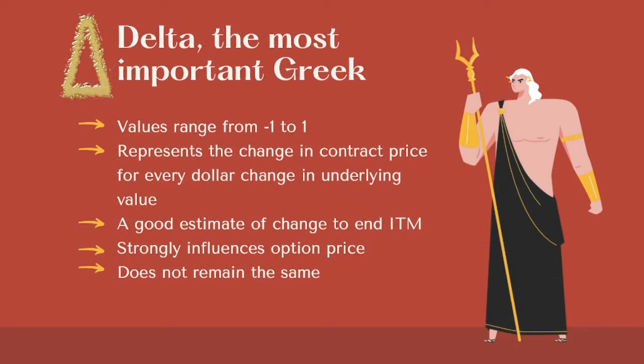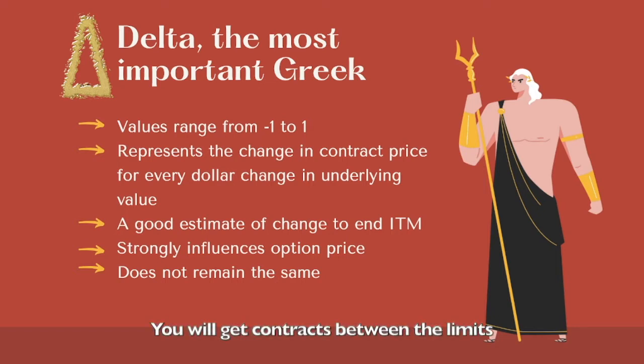Delta is probably the most important option Greek. It's what most people are going to be discussing whenever they mention any of the Greeks. It ranges in value from -1 to 1. Calls are positive and puts are negative. The only way you're going to get a -1 is by actually shorting shares. So you can't buy an option contract with a -1 delta. The only way to get a +1 delta is by going long shares. You're not going to get it out of a contract.